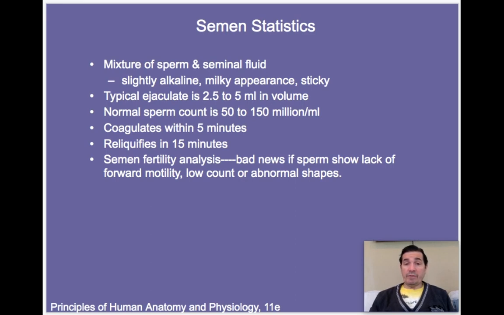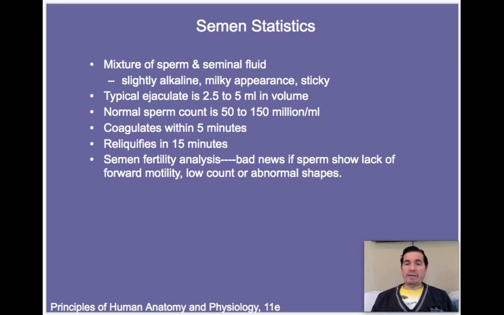And basically, what we see is about 2.5 to 5 milliliters in a typical ejaculation, and that will contain about 50 to 150 million sperm cells in 1 milliliter. So if you're looking at it, at the minimum, we're looking at about 150 cells. And we were looking at those numbers.